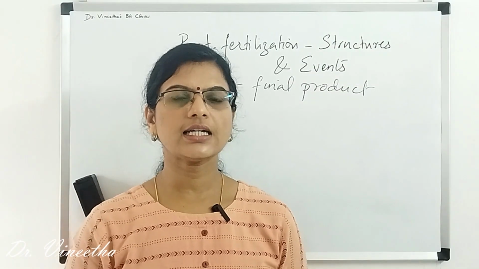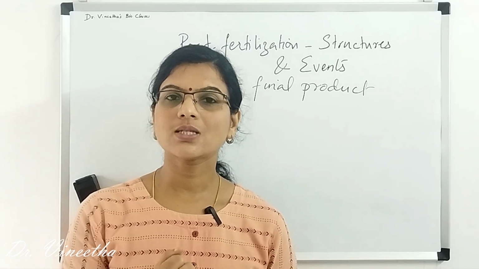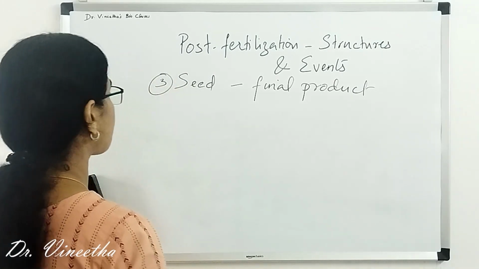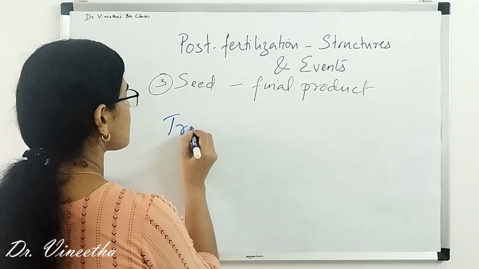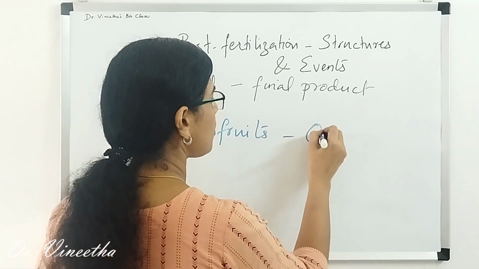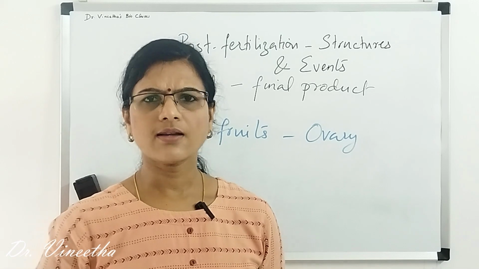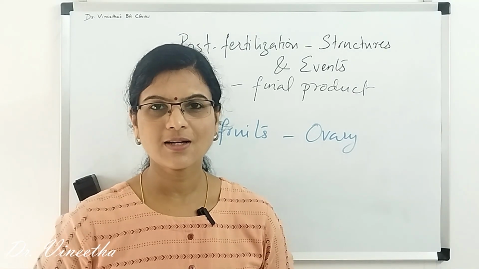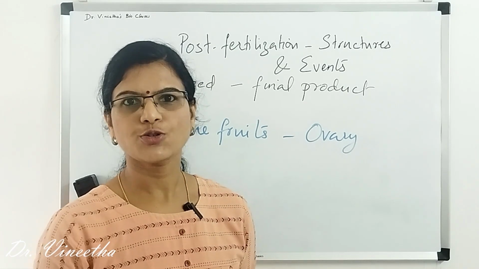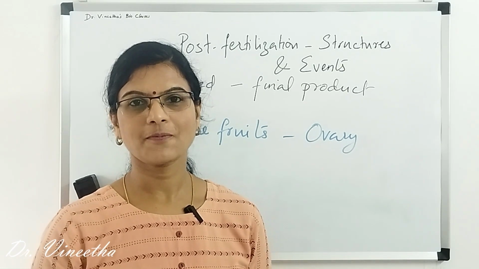So now we've understood that the fruits are developed from the ovary. The fruits which are developed from the ovary are known as true fruits. True fruits are fruits which are developed from the ovary. So that means there is something called false fruits, right? Because if there is something called true fruit, then there should be some false fruit also. Yes, there is something called false fruit.